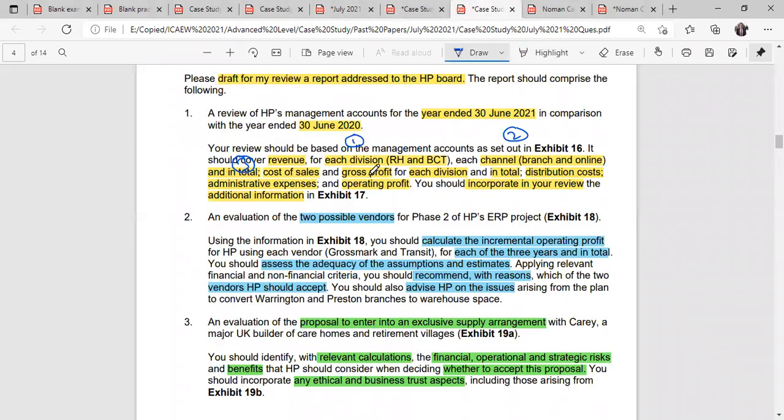These are the requirements: revenue for each division, RH and BCT, revenue for each channel, branch and online, and finally in total. If we read our requirement in a quick fashion, we might not analyze our total revenue, which might not be good because we can lose some of our marks. Always read your requirement at least 2 to 3 times to understand it properly. Now, I hope you have a good idea about your revenue requirement.